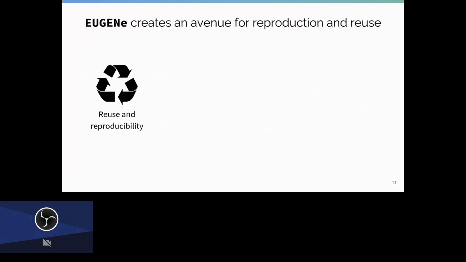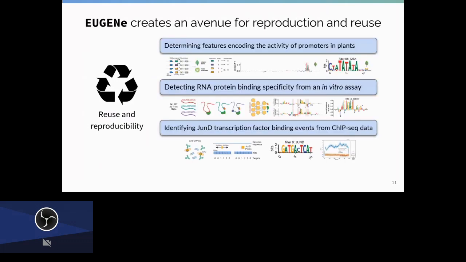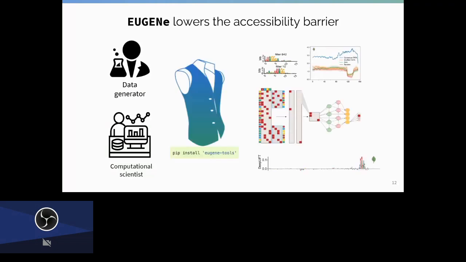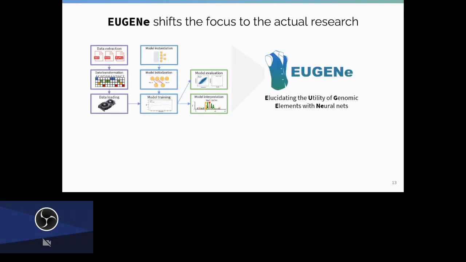In practice, these features make EUGENe a great tool for improving reproducibility and reuse, which we highlight in three diverse use cases in our preprint, and many more in our dedicated use cases GitHub repository here. By aggregating all these methods and models together in one modular, easily accessible, and user-friendly tool, EUGENe lowers the barrier for both data generators and computational scientists to access these methods. And finally, EUGENe shifts the focus from reinventing the wheel to innovating it, allowing users and developers to more readily move their research forward.